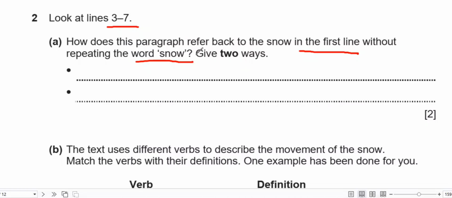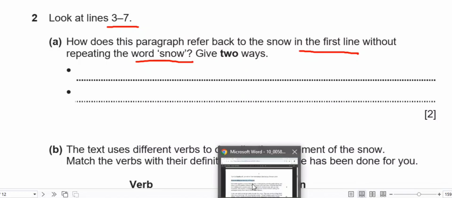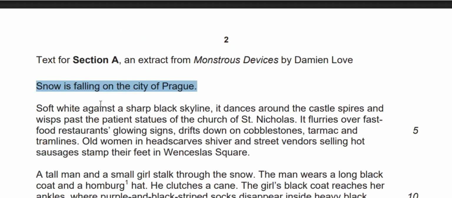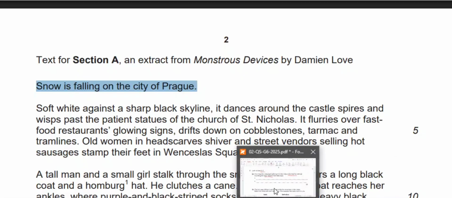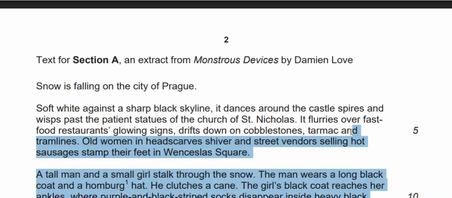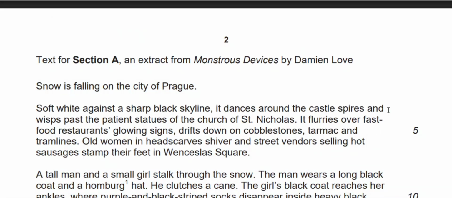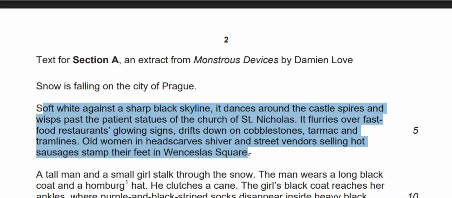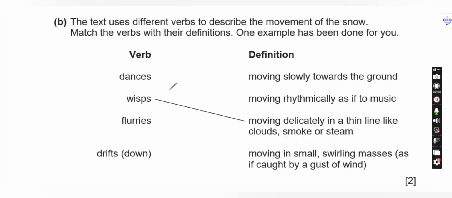Let's go to check. Okay, let's go. What are the lines? Oh, 3 to 7. Okay, this one is 5. So 3 to 7. 3, 4, 5, 6, 7. So he refers to soft white against sharp black. So soft white. Soft white. He referred to it. Next question.